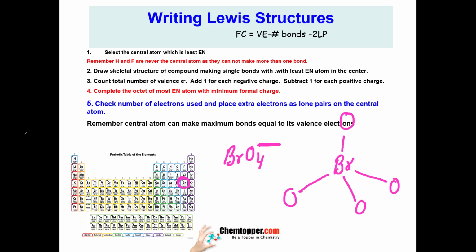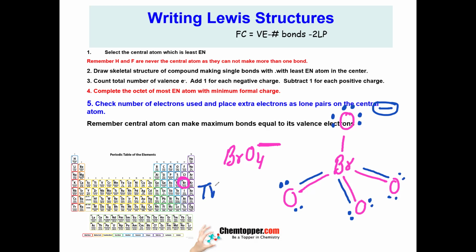And then make double bonds with 3 oxygens. Put 2 lone pairs to make the formal charge 0 and to complete the octet. But 1 oxygen is with 3 lone pairs and a negative formal charge.